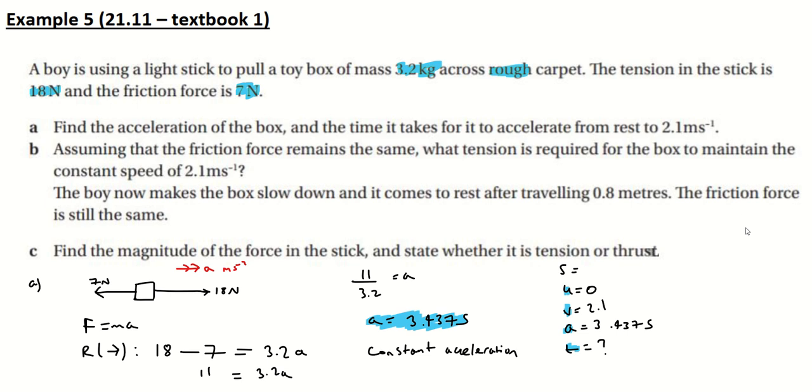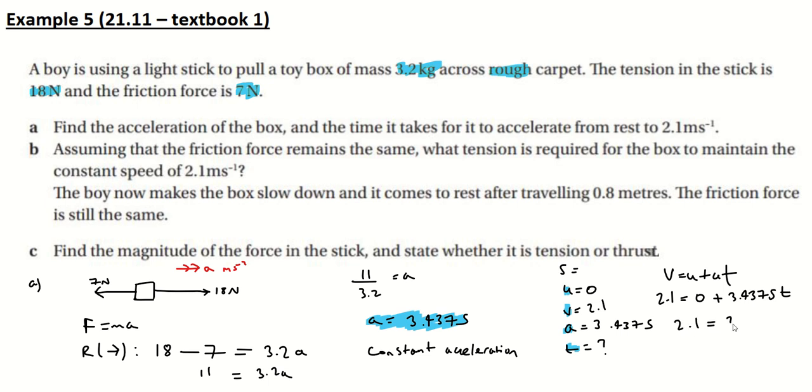In your formula book, you do have the Suvat equations. It turns out the Suvat equation we'll need to use for this one is v = u + at. So let's sub in what we know. We've got 2.1 equals 0, so u is 0, plus a times t. So a is 3.4375t. Let's go ahead and solve this for t.